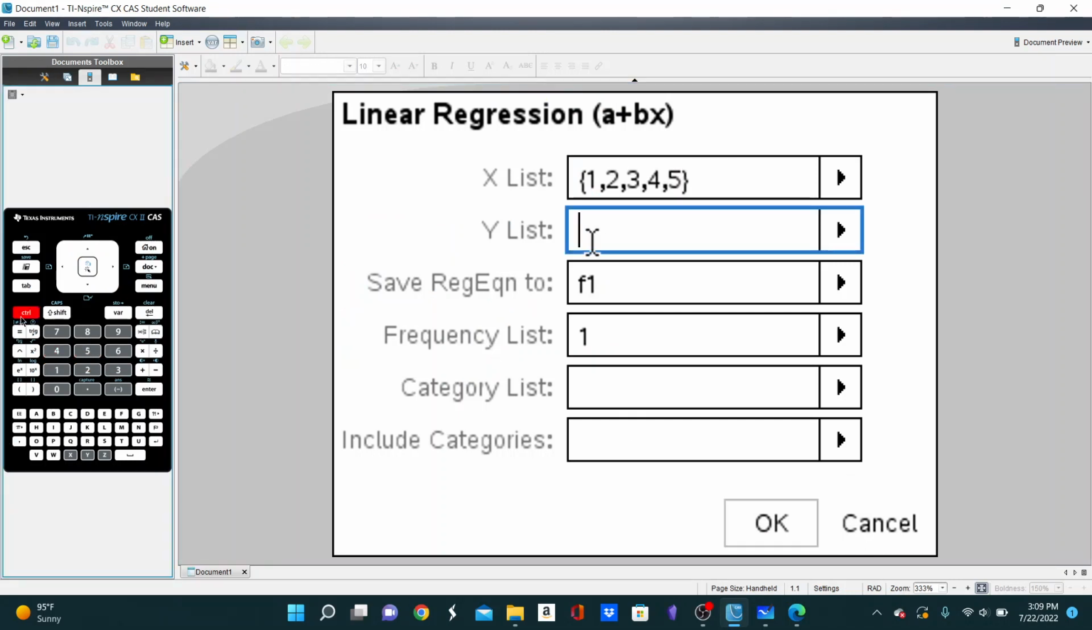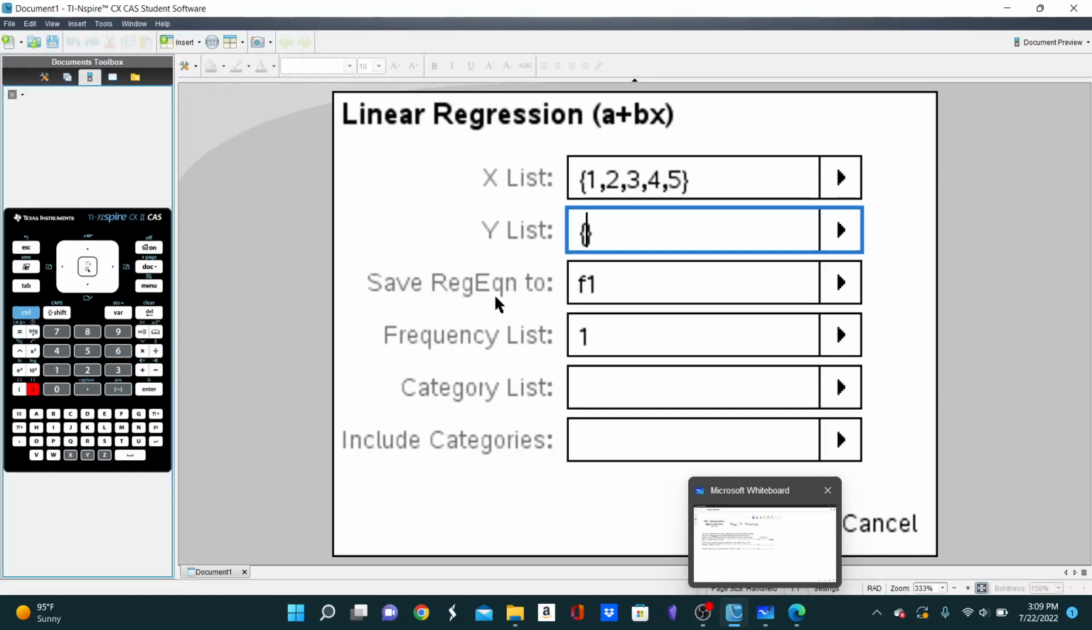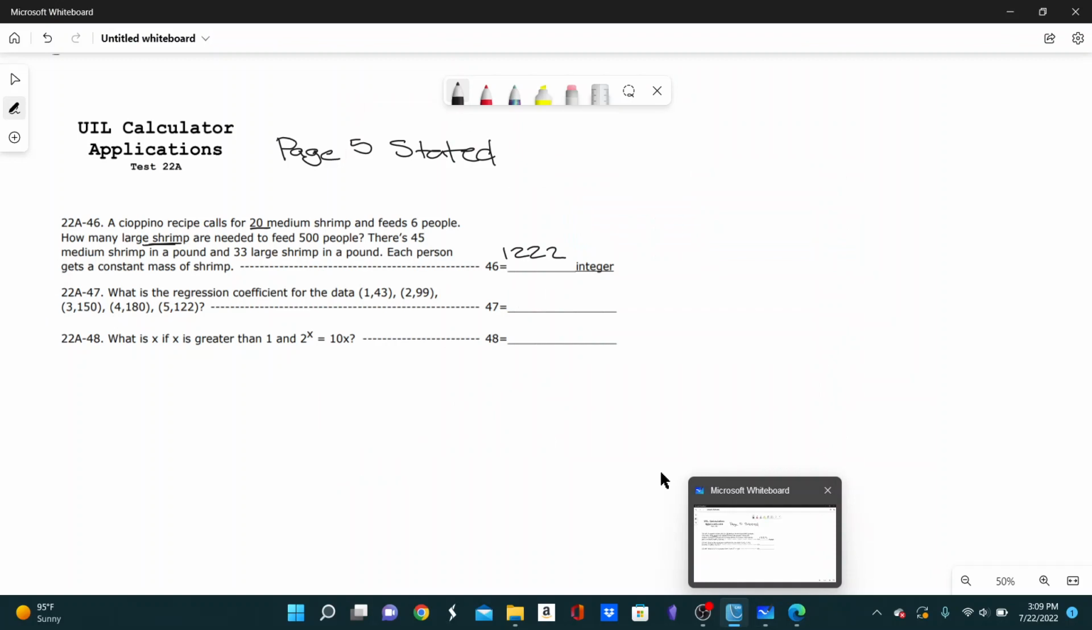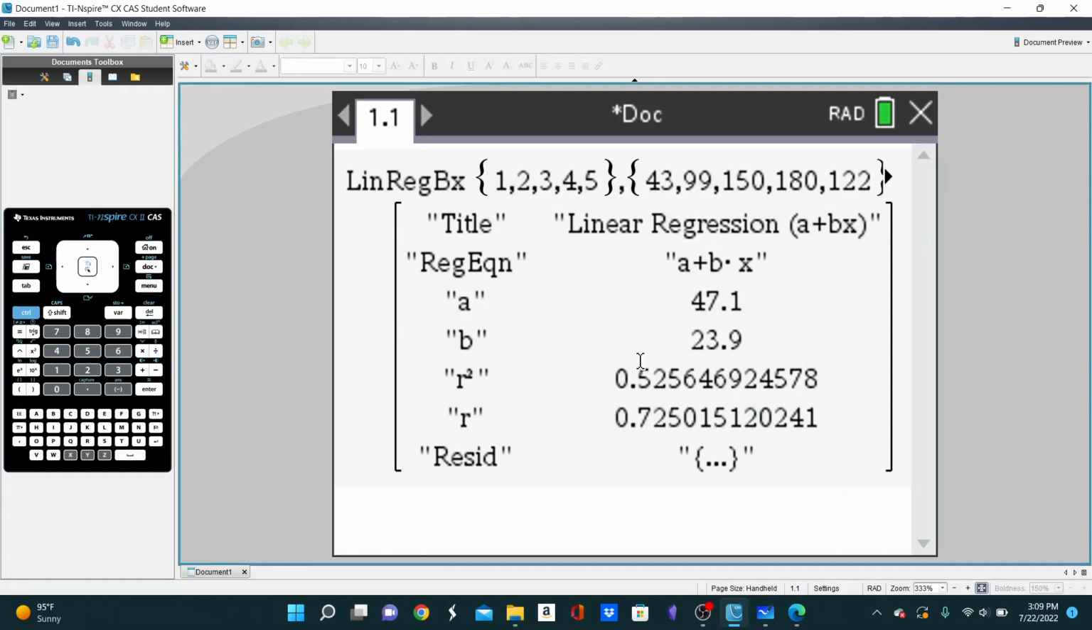And then our Y list, basically do the same thing, just with the Y's. So 43, 99, 150, 180, 122. So I have this. I'm just going to click Enter. All right, you can click OK. And you get this information.